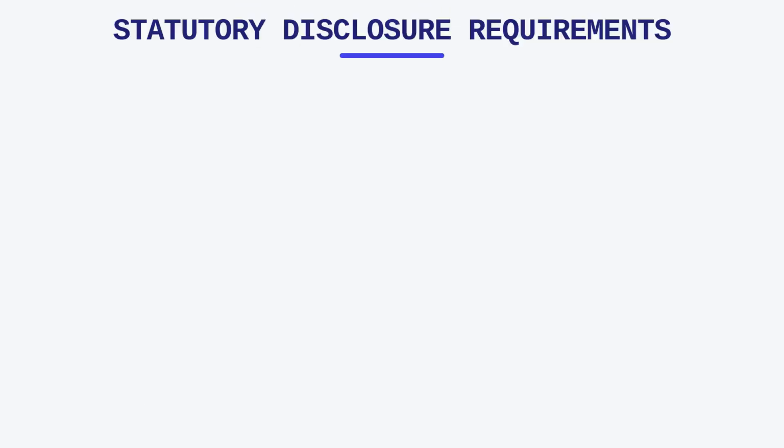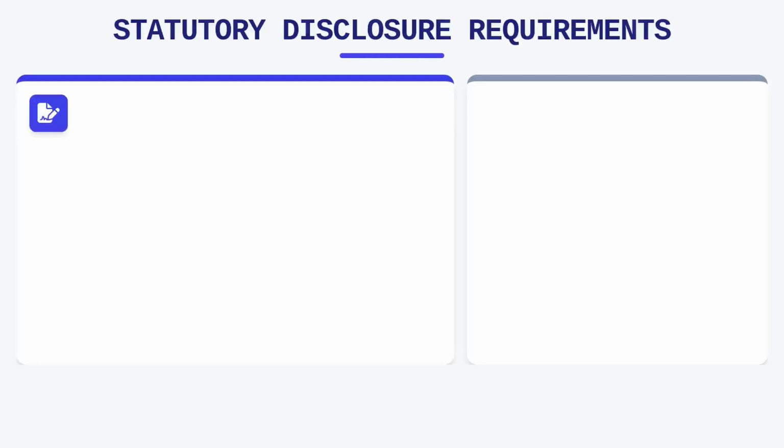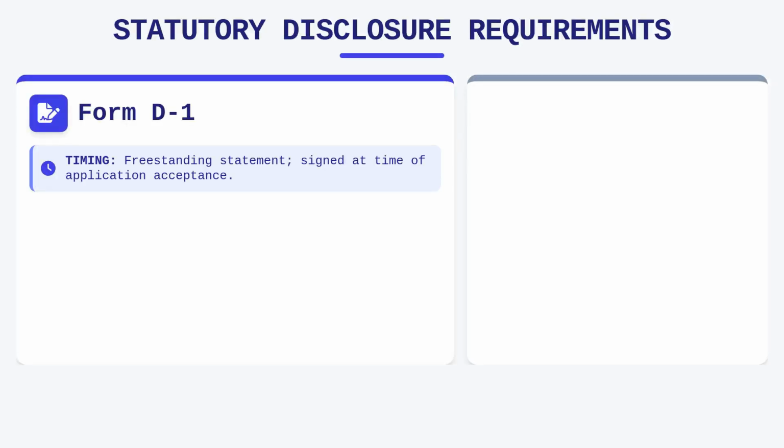The statutory disclosure requirements split into two distinct operational documents, commonly referred to in the industry as the D1 and D2 forms. The D1 form is a freestanding disclosure statement that must be provided to and signed by the applicant at the time the broker or producer accepts an application for a non-admitted policy.